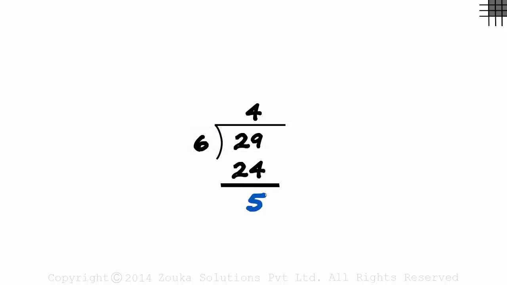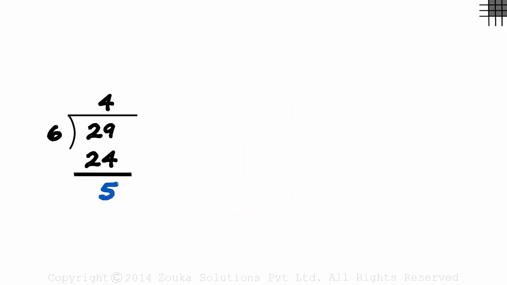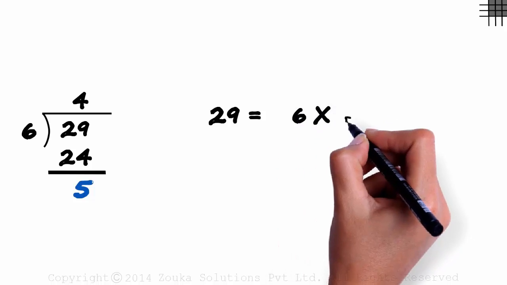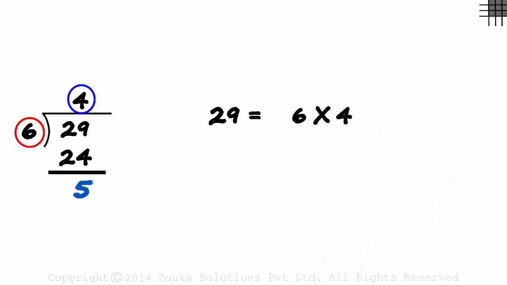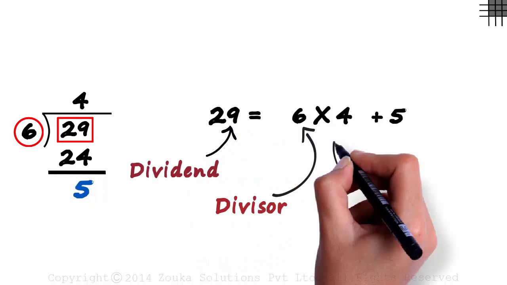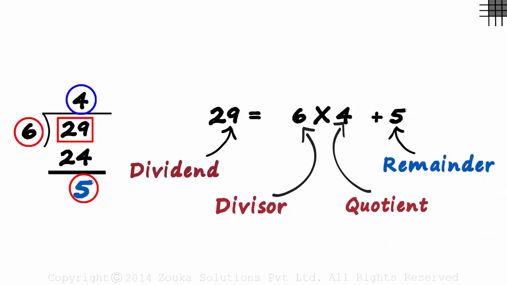A better way to understand this is by writing it as 29 equals 6 times 4, that is, the divisor times the quotient, plus 5, which is the remainder. The dividend equals the divisor times the quotient plus the remainder.